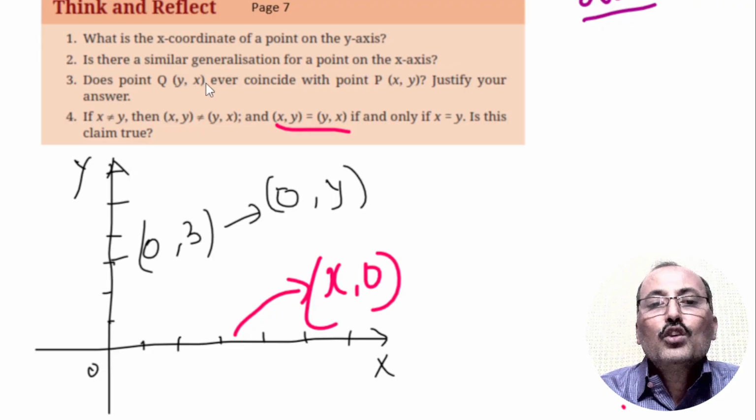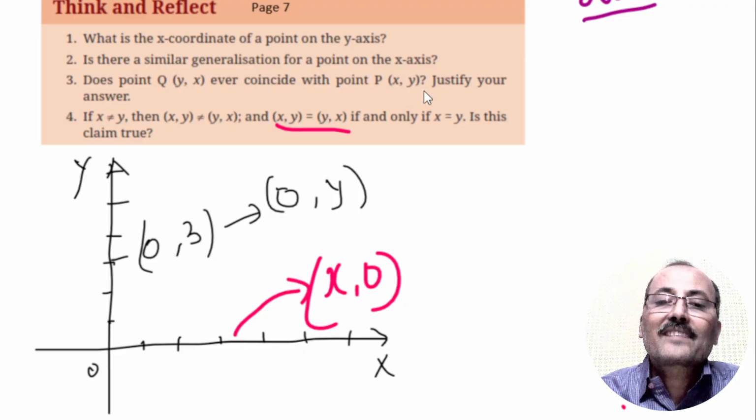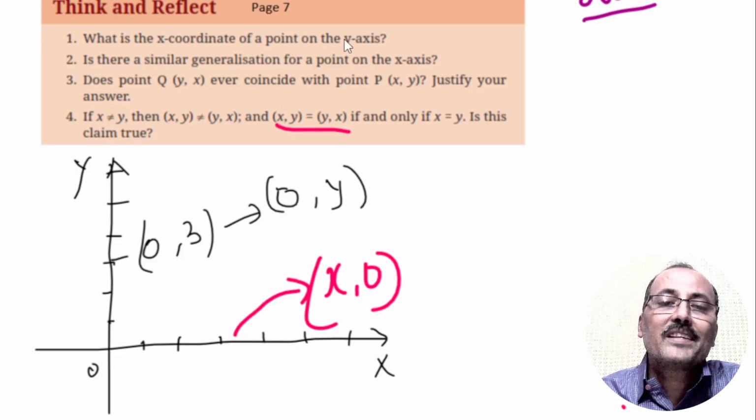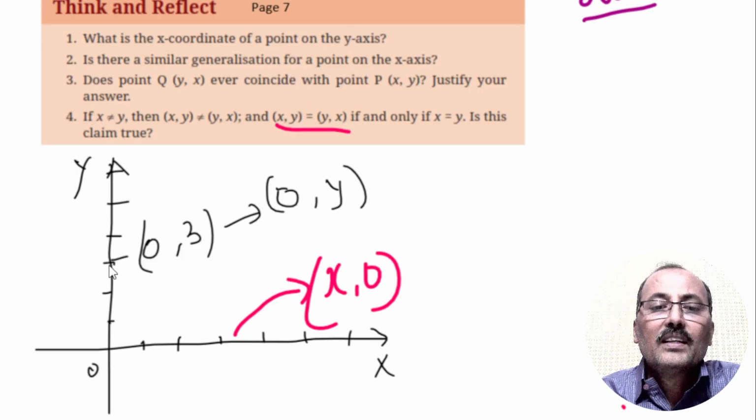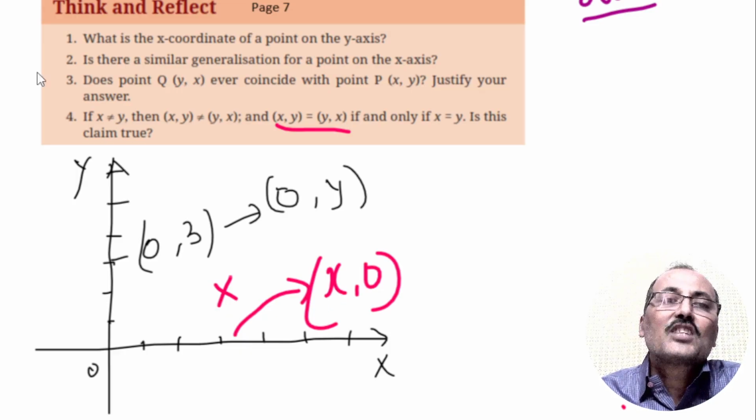Does the point Q (y, x) ever coincide with point P (x, y)? Yes, they're asking whether (y, x) and (x, y) will coincide or not. Coincide means what? Same point. Are the points same? Now let me see this one. I will take (3, 2), because here something is already written. That's why I am taking this point. It is (3, 2).